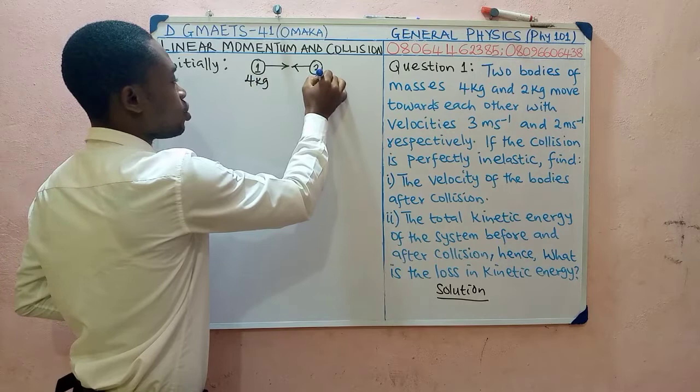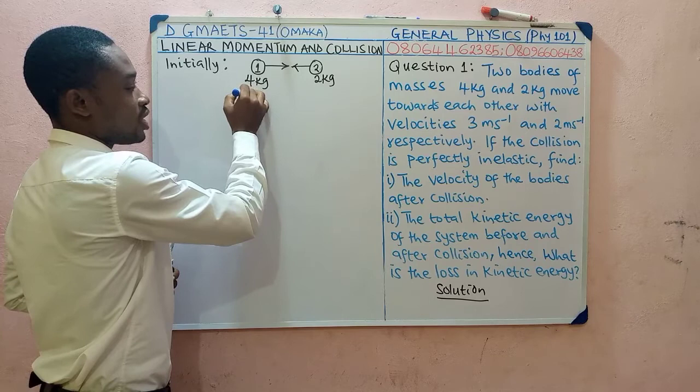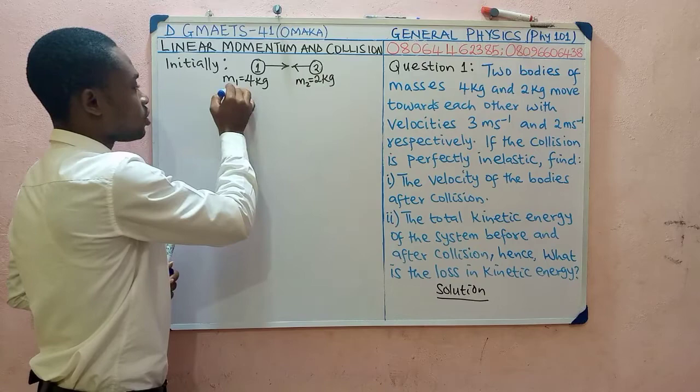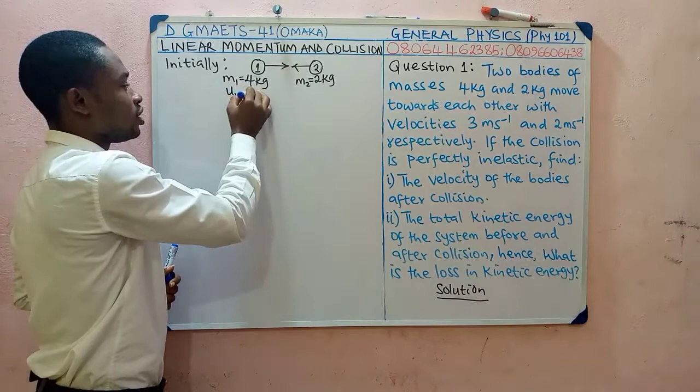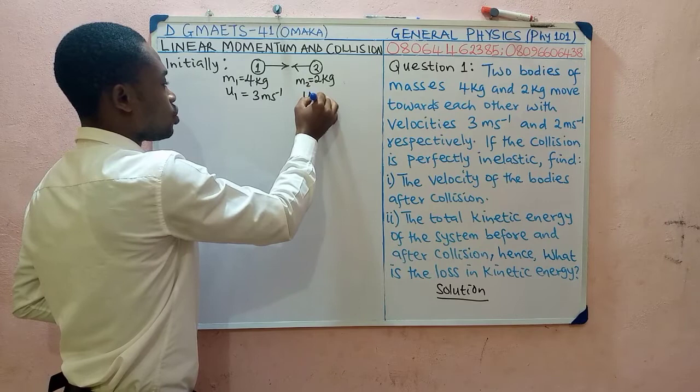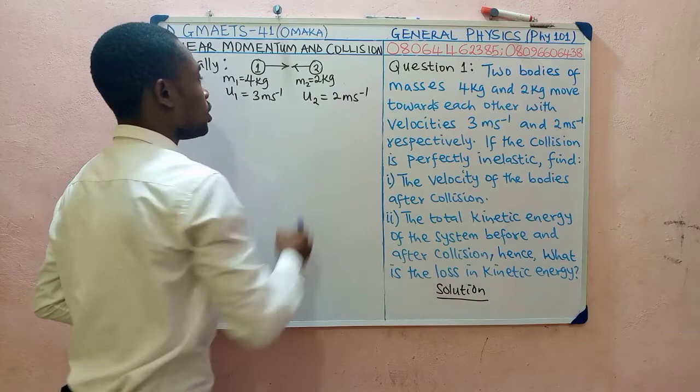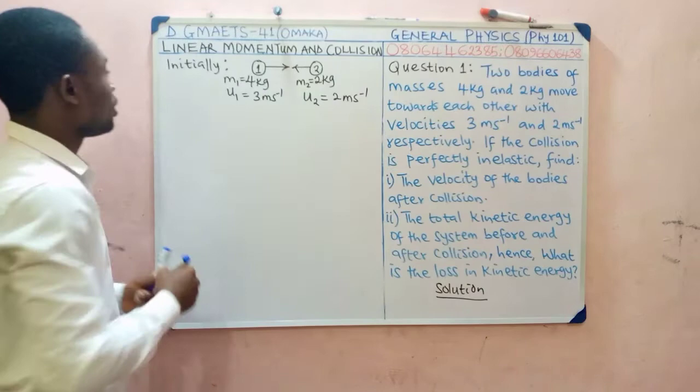Let this be m1 equal to 4 kg, then m2 equal to 2 kg. Their initial velocities are given to be u1 equal to 3 meters per second, and then u2 to be 2 meters per second. Good, these are the conditions initially before collision. Is that okay? Now let's see what happens after.